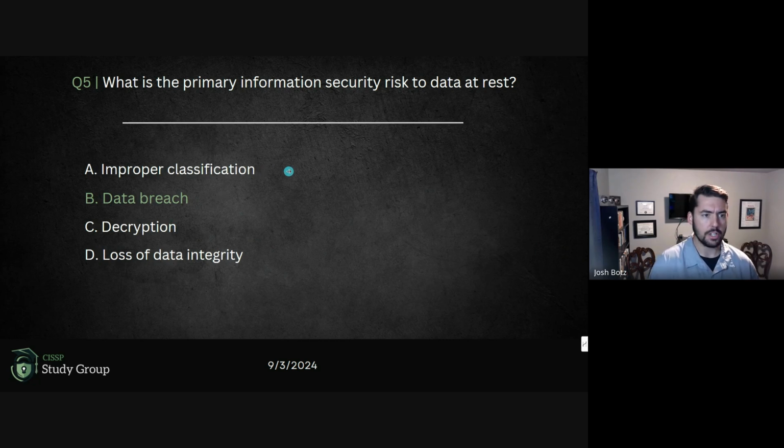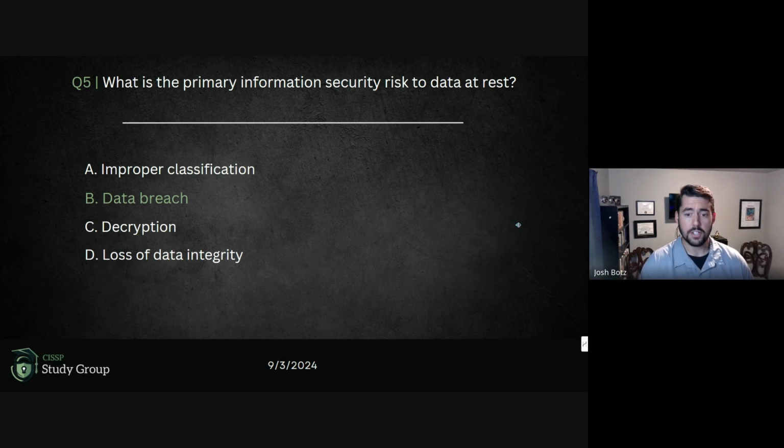Improper classification, none of you put that either. Yeah, that is a risk, but it's not the biggest risk that we have, and it's something we could fix later on. The risk with improper classification is data disclosure or data leakage. I classified something as public, but it actually had some sensitive information in it. I improperly classified it and it led to a data breach potentially. But data breach is the correct answer. It's a violation of confidentiality, which is our number one word for information security.